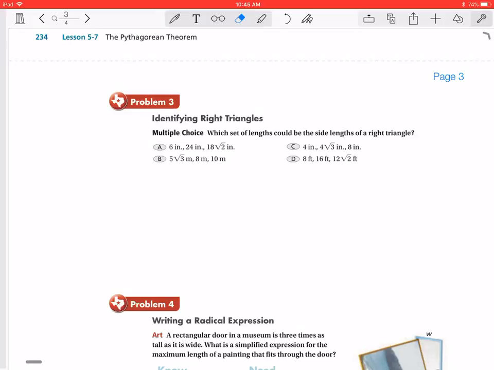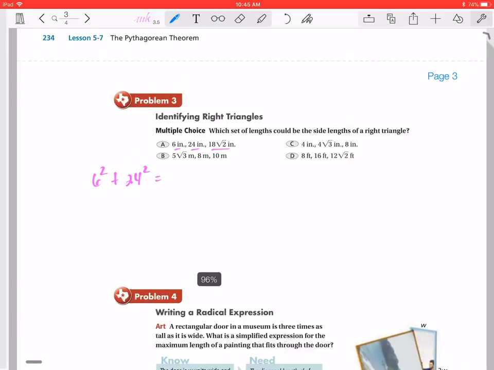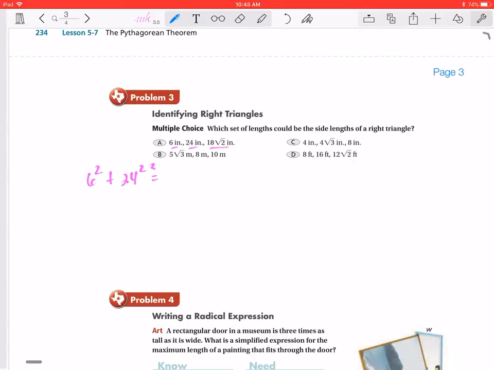So I wanted to clarify. 6 and 24, those are going to be our potential legs. 18 square root of 2 is approximately 25.5, so that would have to be the hypotenuse. So we can say 6 squared plus 24 squared, and let's see what that equals. 6 squared, that's going to give us 36. We don't know if it's going to equal 18 square root of 2.